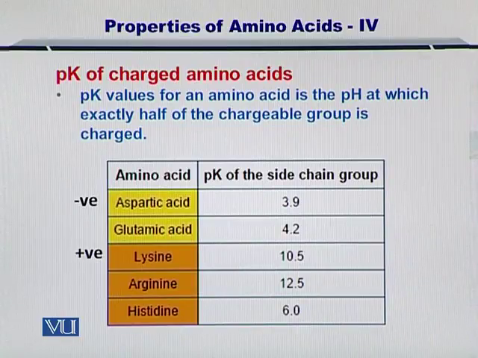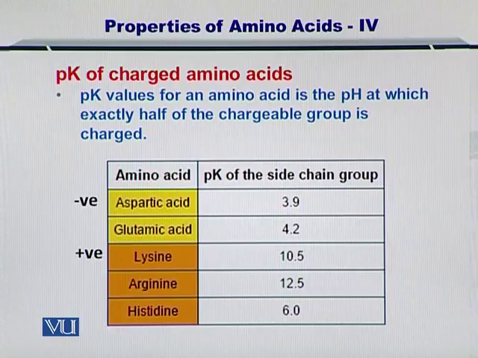So the pK of charged amino acids is simply the pH at which half of the molecules of the amino acid are charged while the other half are not charged. So pK can be different for different amino acids. So for any amino acid, given 100 molecules of that amino acid, if 50 of them are charged and 50 are not charged, then that pH will be the pK value for that amino acid.